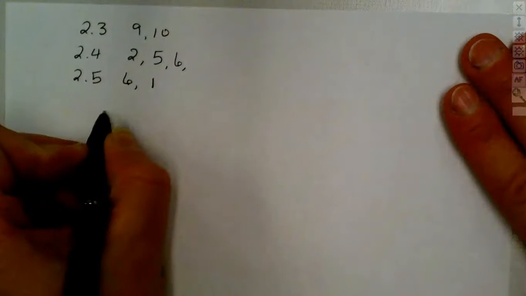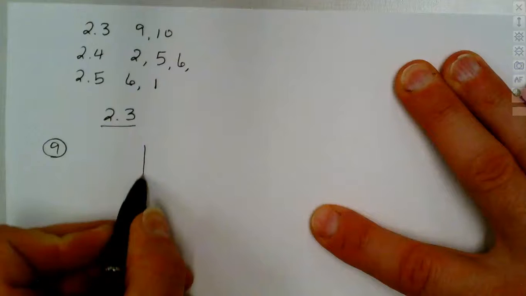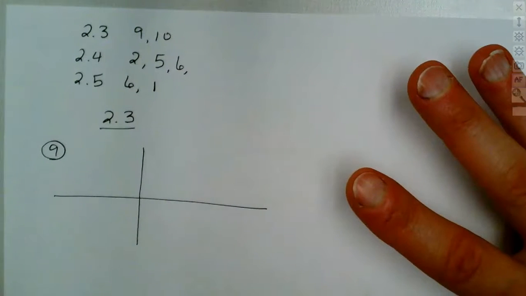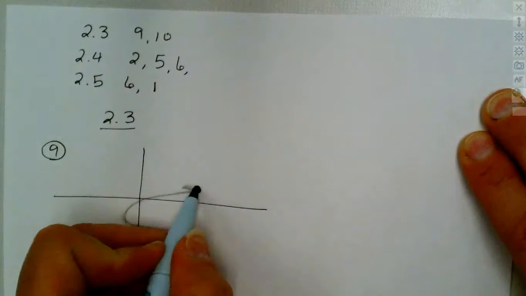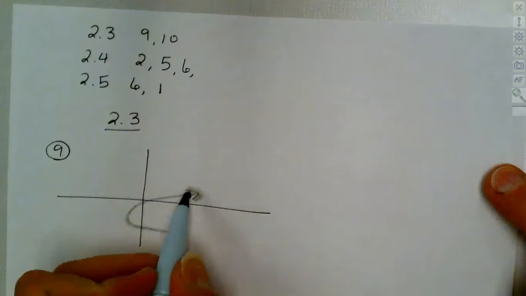Okay, so we're going to now look at 2.3, question number 9. And this is just looking at a graph here. They just want you to find out if it's a function or not, so we don't have to find the domain, range, none of that. So our picture looks like this. And how do we tell if it's a function or not? Remember? Well, we have what's called the vertical line test.